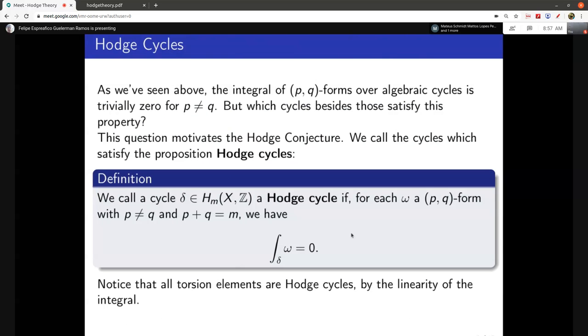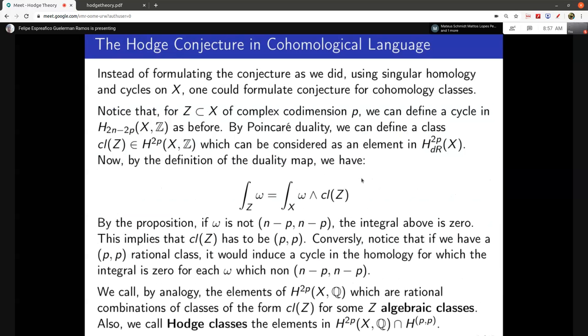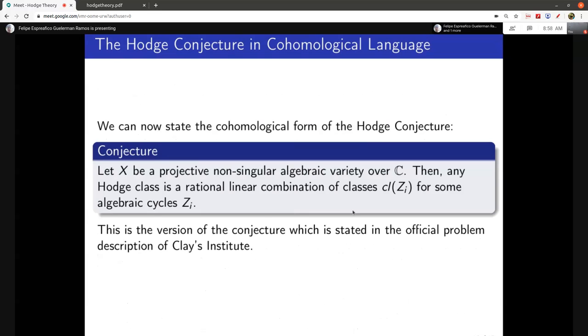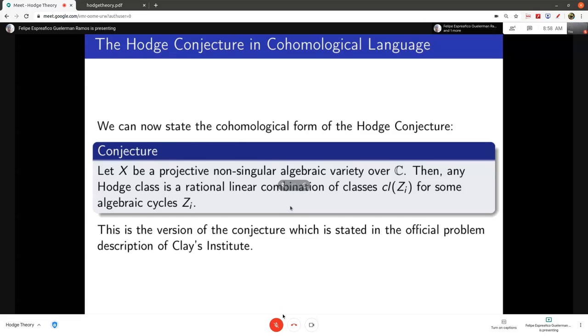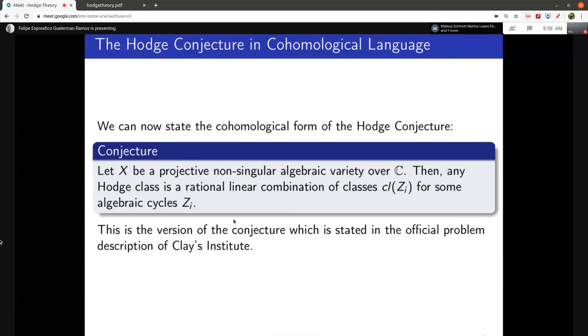But I think this version here is a bit more geometric because we actually are looking at the cycles and the integral over them. And here we are just looking at the classes in the cohomology, which is maybe easier to compute, but you lose a bit of the intuition, I think. Both versions are useful. And of course, we have many other versions of this conjecture, for example, the one Hussein presented.